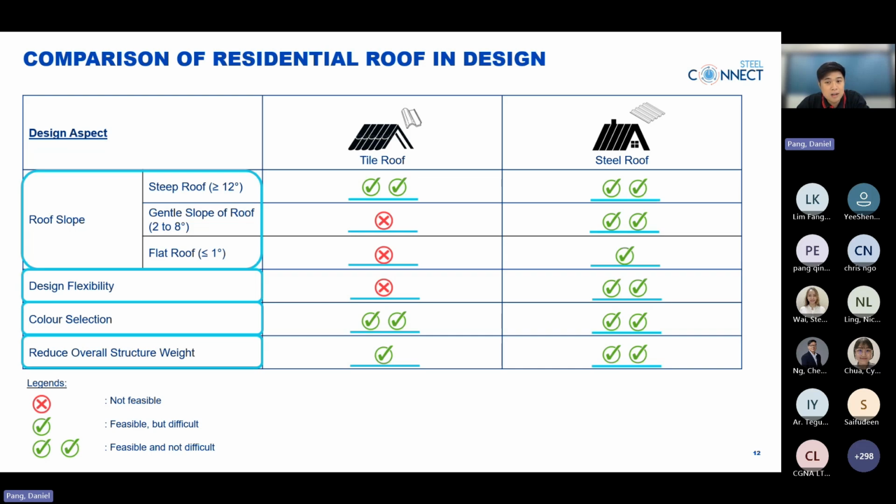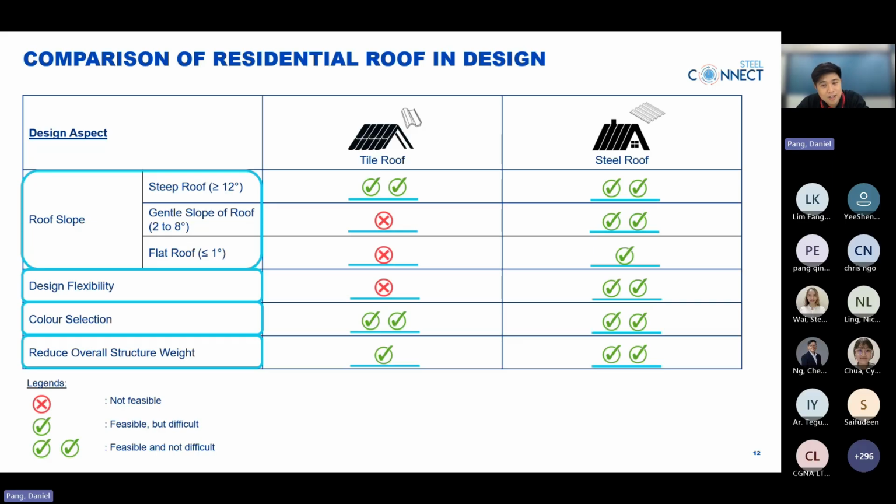So for tile and steel roof, both can cater for steep roof, which is above 12 degrees. However, tile roof could not cater for gentle slope and flat roof as compared to steel roof. This is due to the reason that tile roof requires a minimum pitch for water runoff. Without the pitch, tile roof will have significant water leaking problems as the water could not run off quickly.